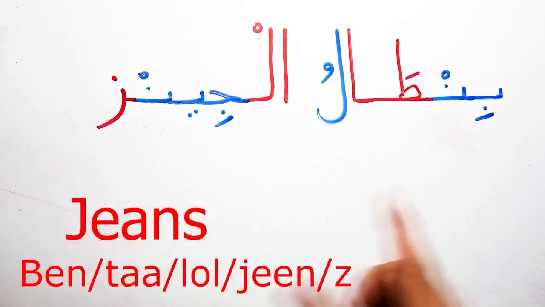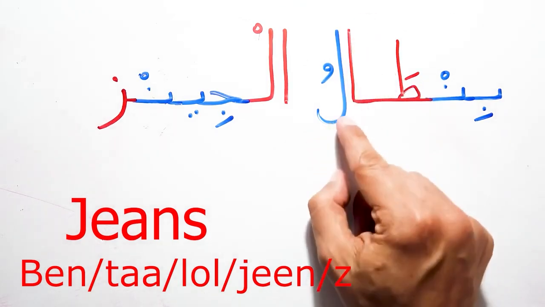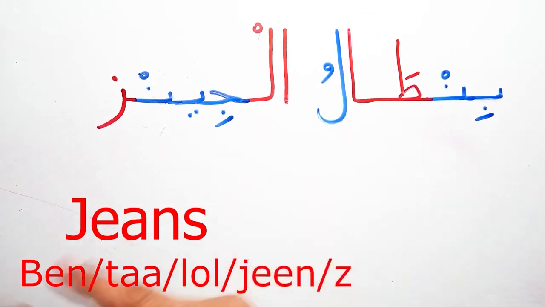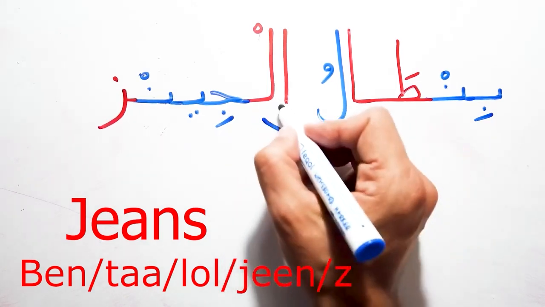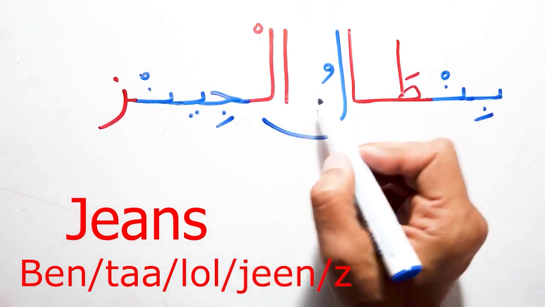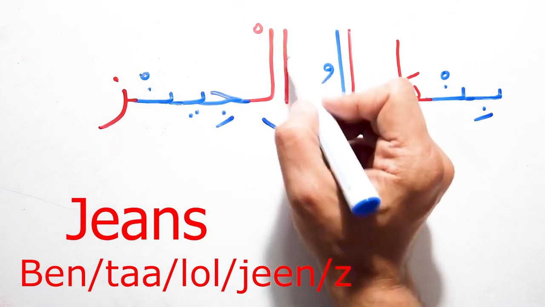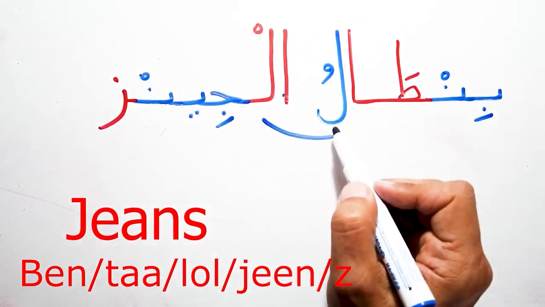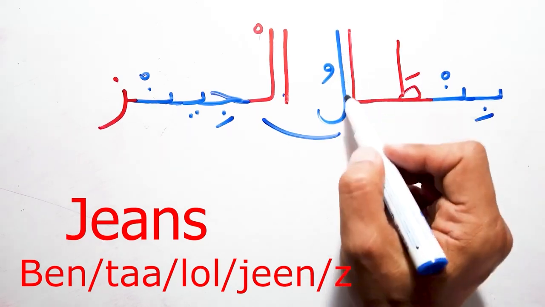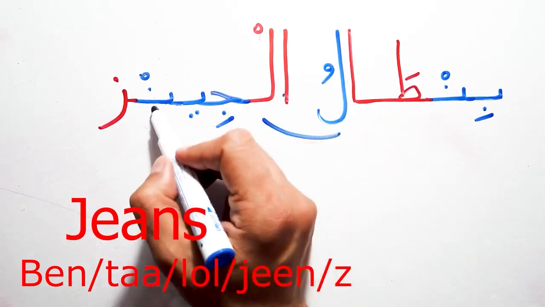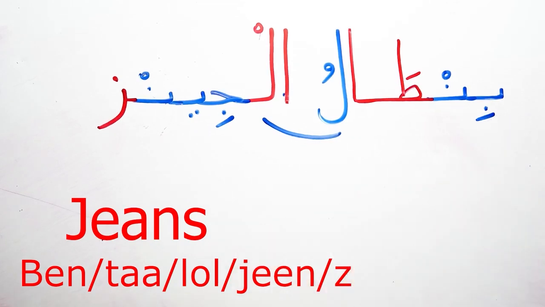We're gonna connect lu with al. It will be lul. I will drop this alif, so I will pronounce it lul. Here we have connected speech.